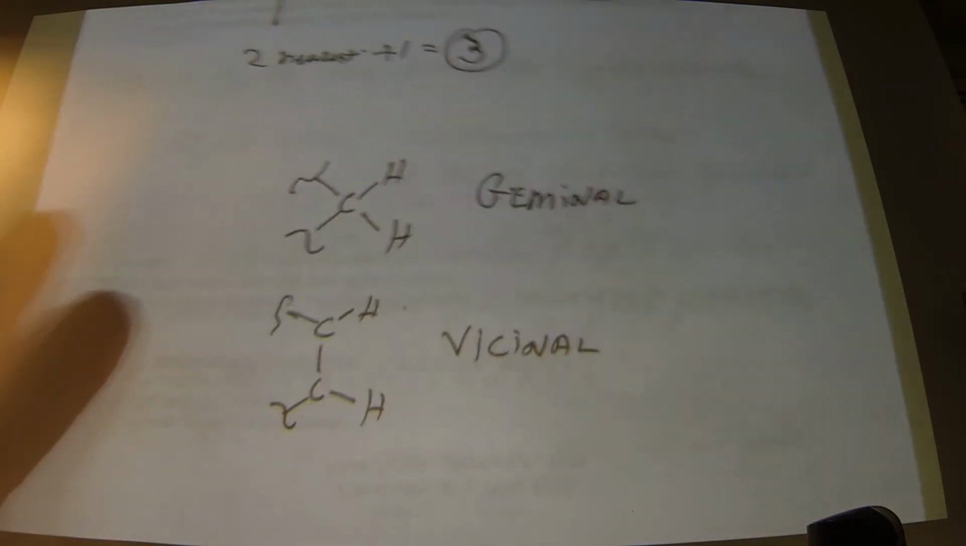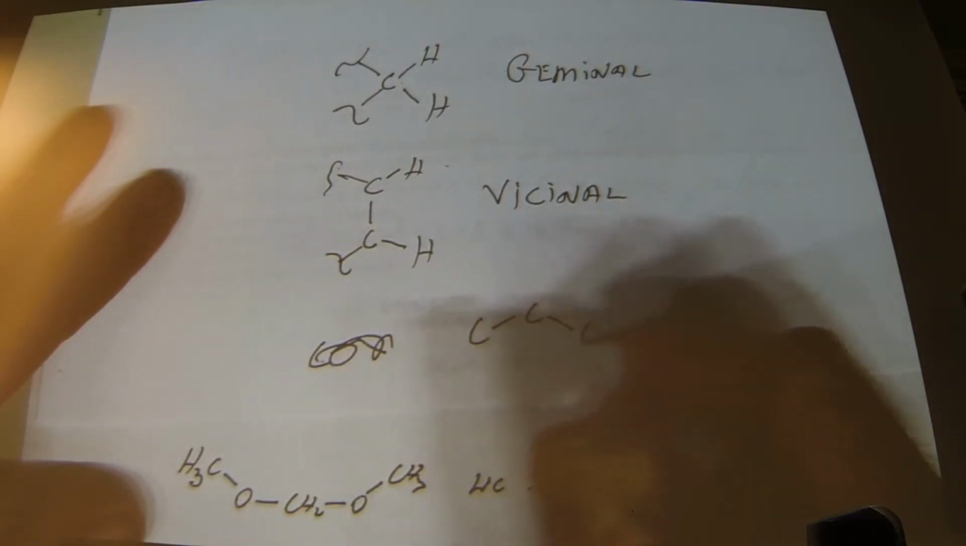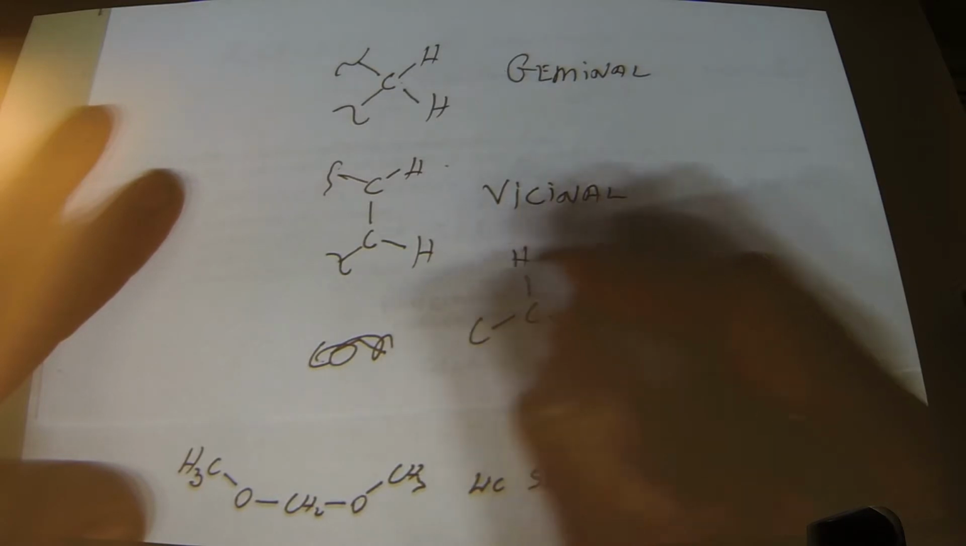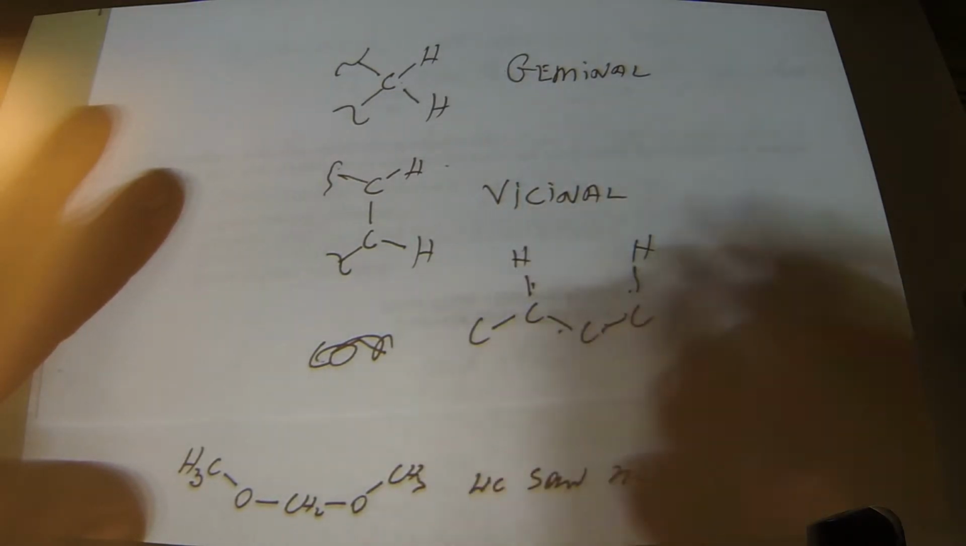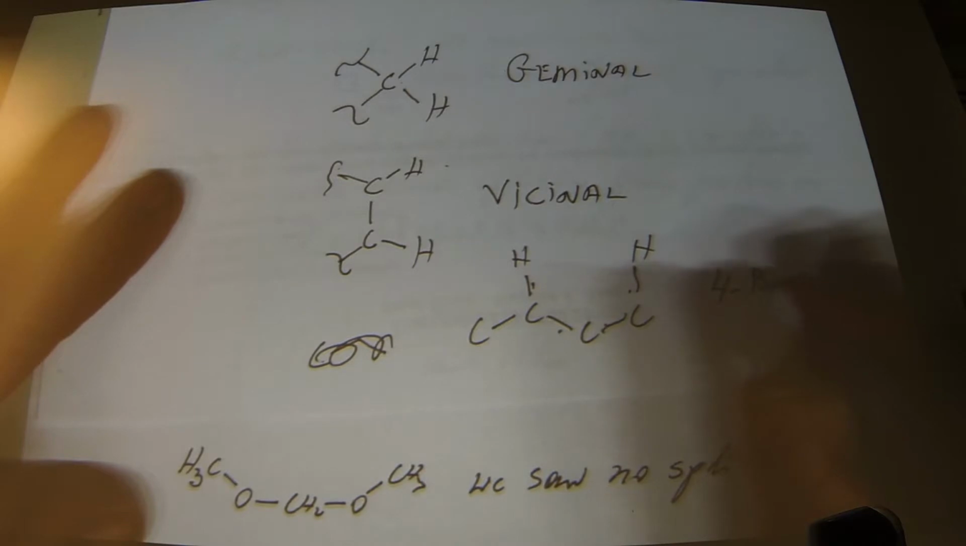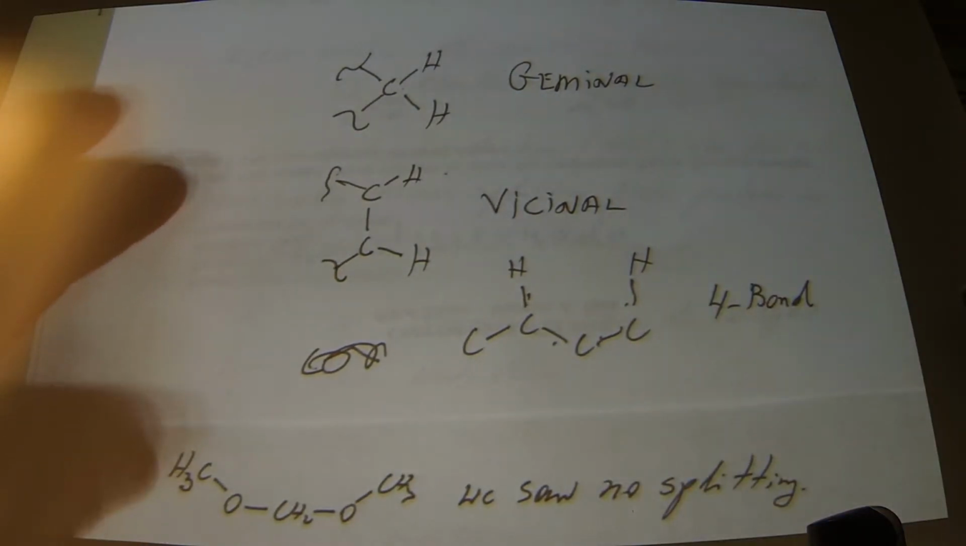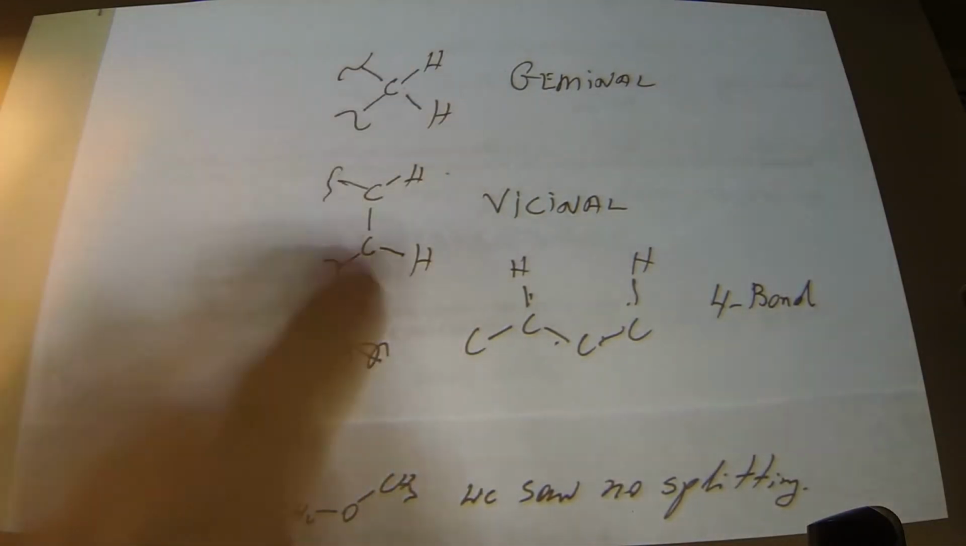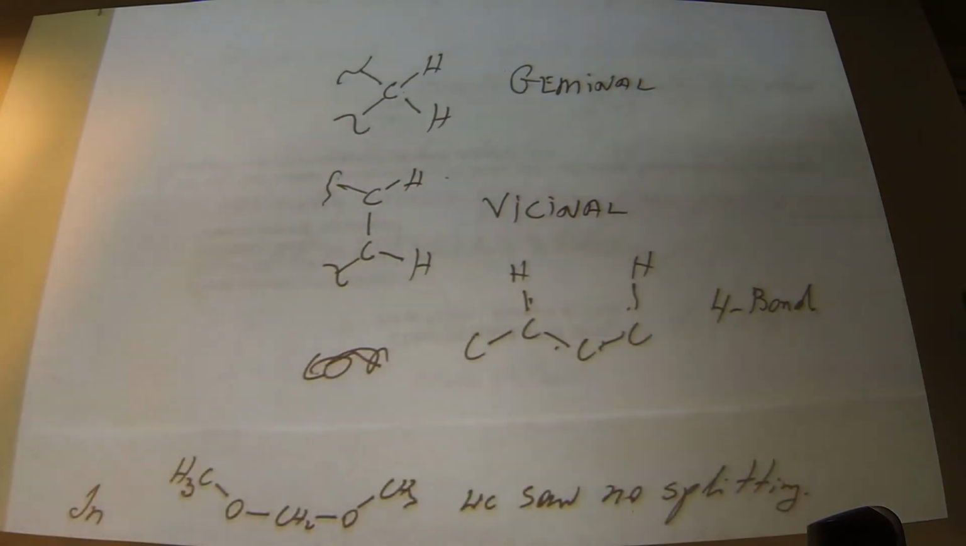Now, if they're further away from that, so if I have C, like this, one here and one here. Okay, this is 1, 2, 3, 4 bond coupling. 4 bond coupling, usually we're not going to see. So 4 bond and 5 bond, you can occasionally see, but it's usually very weak. And so it's small, you don't usually see that. So it's going to be either 2 bond or 3 bond coupling that you see. 4 bond, 5 bond, usually not.